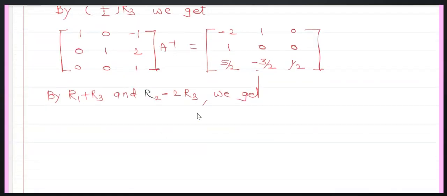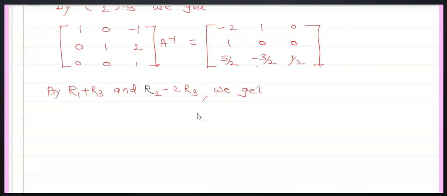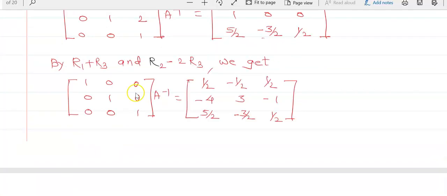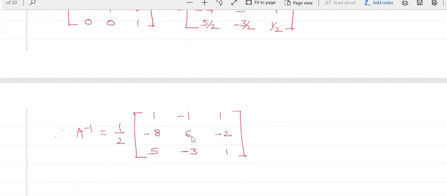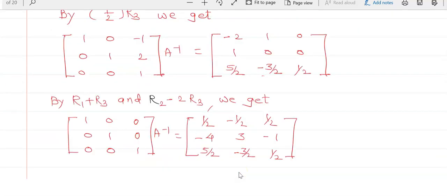We get, this is the identity matrix now. That is 1, 0. R1 plus R. This was my last step. Therefore, you can take 2 as a common. Then you will get A inverse is equal to 1 minus 1, 1, minus 8, 6, minus 2, 5, minus 3, 1. Now see this again.